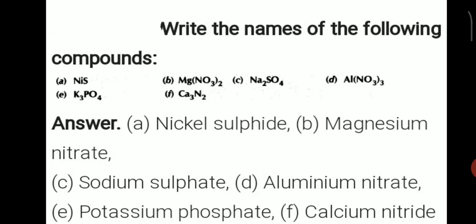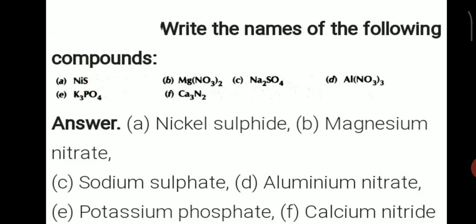Suppose the formula of the polyatomic ion is CO3, how will we name it? Carbonate. Cl, chloride. Br, bromide. NO3, nitrate. N, nitride. So like that we already studied in the previous classes the names of the ions, both cations and anions.